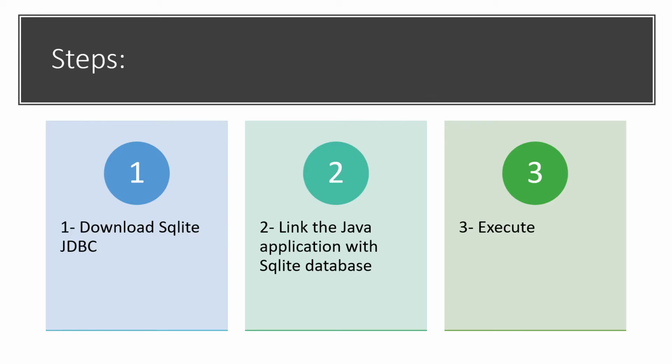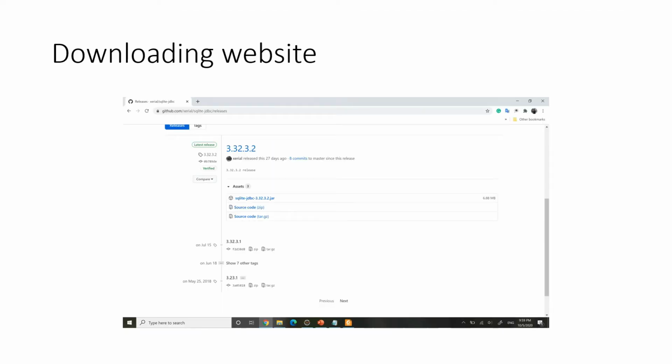So we will take 3 steps to get to the final product. We will download the SQLite JDBC, we will link the Java application with the database, and we're going to execute. First of all, the JDBC is a driver. It's like code written by previous developers. You just go to the internet, download it, and use it as your own. You don't need to invent it or create another code to connect to the database.